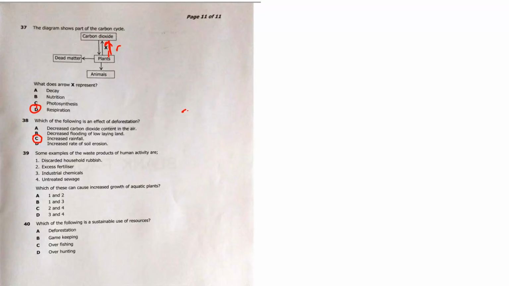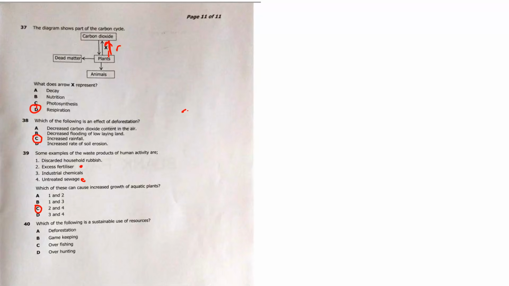Some of the examples of waste product of human activity are discarded household rubbish, excessive fertilizer, industrial chemicals, and treated sewage. Which of the following can cause the increased growth of aquatic plants? So it is untreated sewage and excess fertilizer. So 2 and 3. Okay, we have 2 and 3. That is 2 and 4. 2 and 4, please, which is the C.